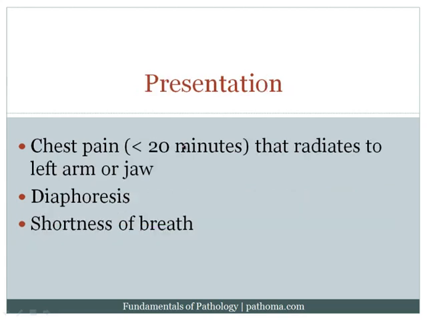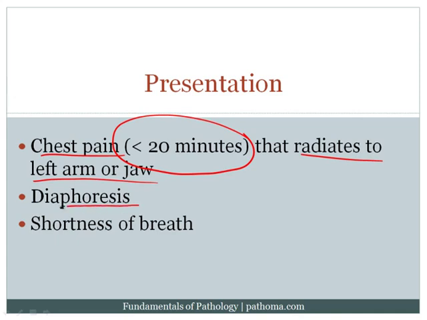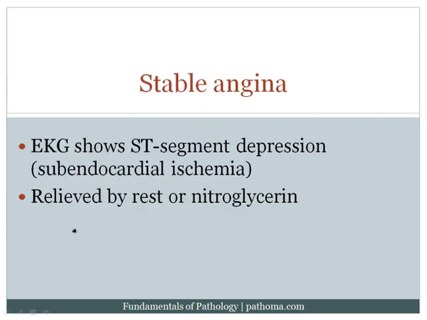When patients present with stable angina, they'll have chest pain that radiates to the left arm or jaw. Important to note that this chest pain will last less than 20 minutes. That's about the amount of time that the myocardium can withstand a lack of blood flow. After that, you'd get irreversible injury and cell death. And so the chest pain classically will last less than 20 minutes. The patients may also have diaphoresis or sweating and shortness of breath. Were an EKG to be performed, the EKG would show ST segment depression.